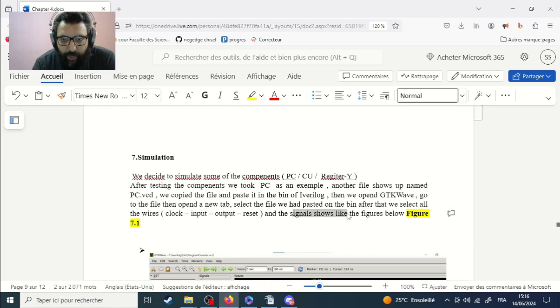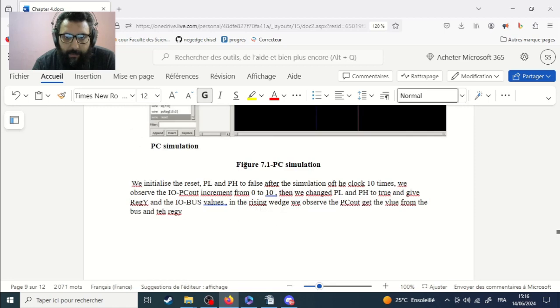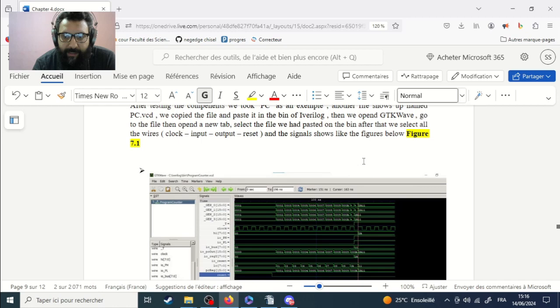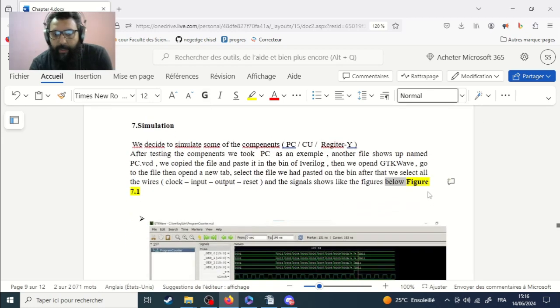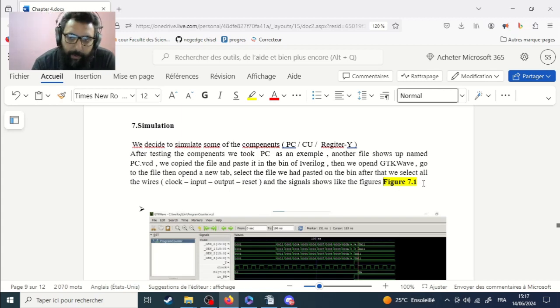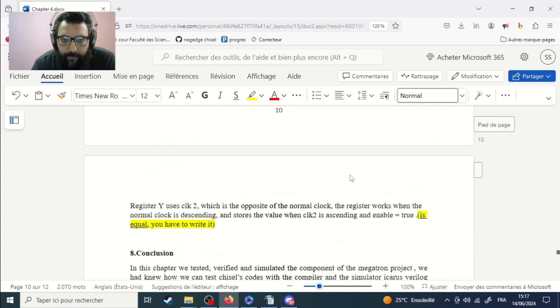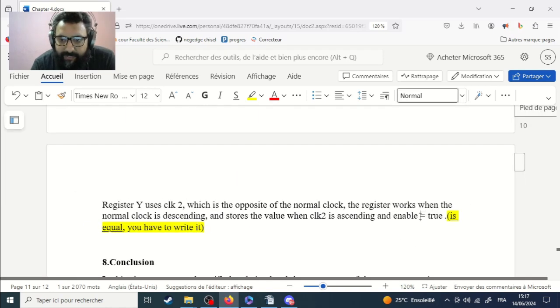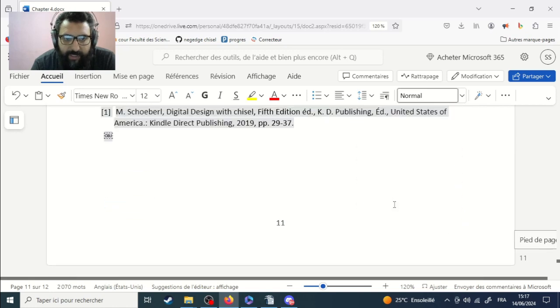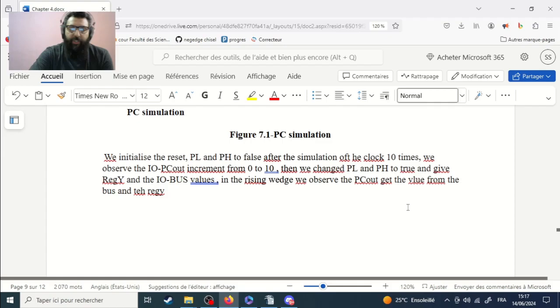And here, for instance, it says the signal shows like a figure below. You should mention which figure. It was figure 7.1. You should mention it with its name. It's not the figure below, it's figure 7.1. Same here. You don't need to write a sign here. You have to write it literally. You have to say equal, not the equal sign, here, and you have the conclusion. That's all the modification you have to do.